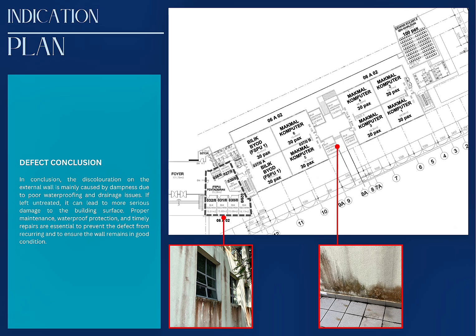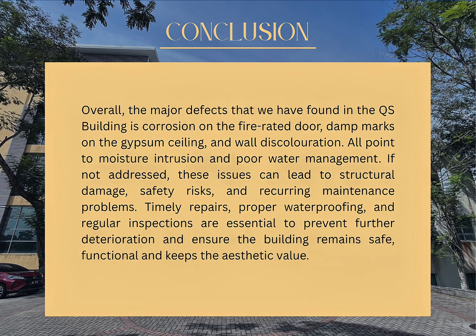remains in good condition. Overall, the major defects that we have found in the QS building are corrosion on the fire-rated door, the marks on the gypsum ceiling, and wall discoloration. All point to moisture intrusion and poor water management. If not addressed, these issues can lead to structural damage, safety risks, and recurring maintenance problems. Timely repairs, proper waterproofing, and regular inspection are essential to prevent further deterioration and ensure the building remains safe, functional, and keeps its aesthetic value.